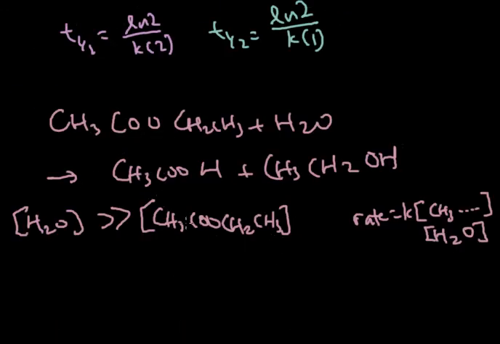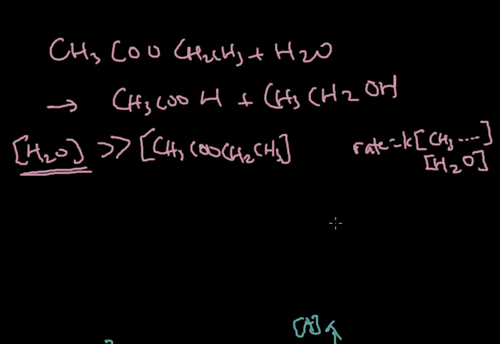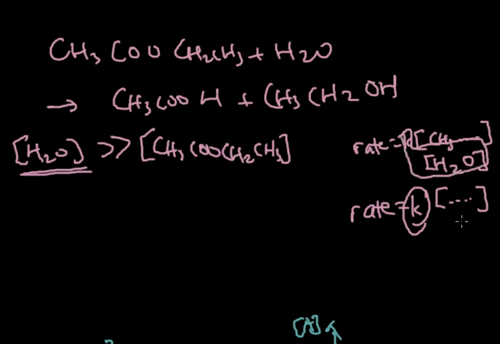If one is in much larger excess than the other, it remains effectively constant throughout the experiment, because even if the ester decreases to 0, the water is still about the same. It doesn't decrease by that much of a factor. So the rate can be modified into rate equals k' times [CH3COOCH2CH3], but we have to know that k' is still k times [H2O]. It just seems like this because the water remains effectively constant.